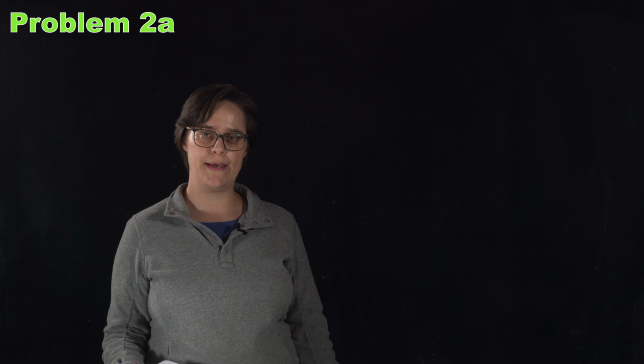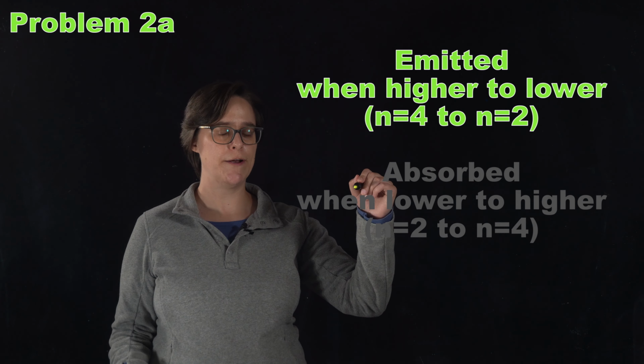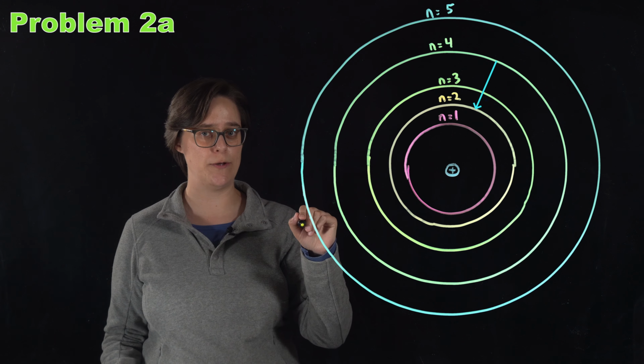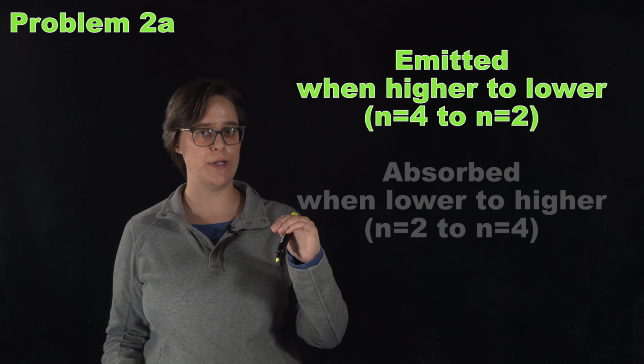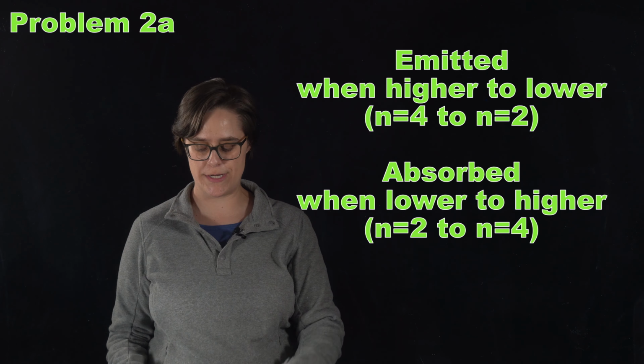So for question A, the energy is emitted because we are going from a higher energy level to a lower energy level. We are going from n equals 4 to n equals 2. Whenever it's higher to lower, it's emitted. Whenever it's lower to higher, we need to absorb energy.